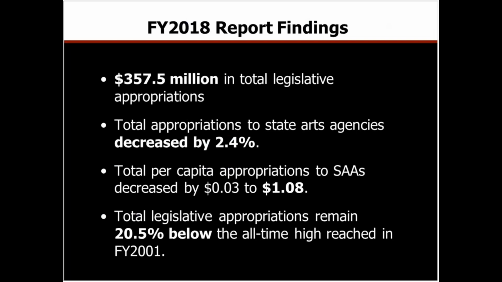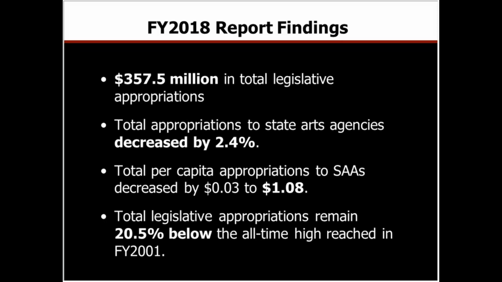State and jurisdictional arts agencies, or SAAs, reported $357.5 million in total legislative appropriations for fiscal year 2018. Total appropriations to states decreased by 2.4% in that time, and that's about $9 million between 2017 and 2018. Total per capita appropriations to SAAs decreased by about 3 cents, to $1.08 per person in 2018.